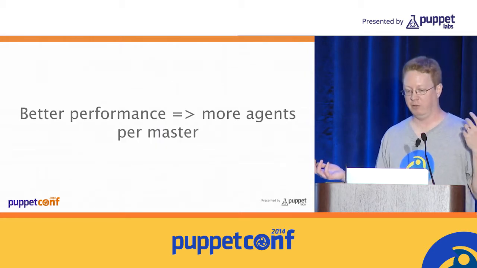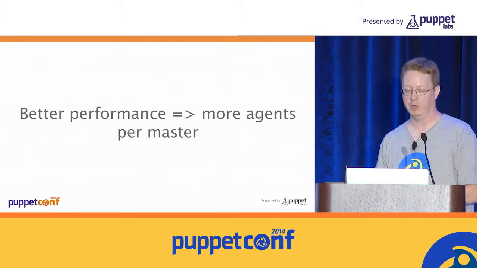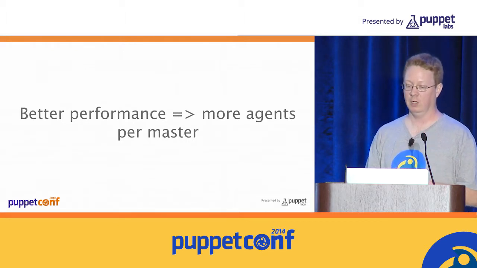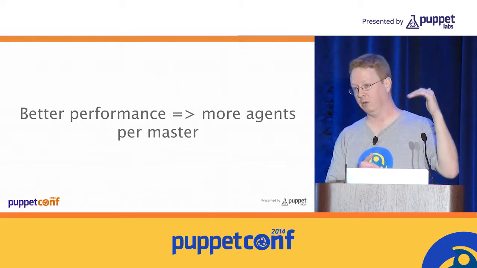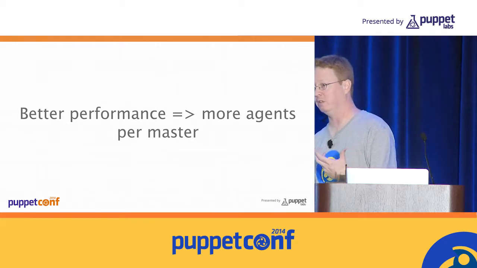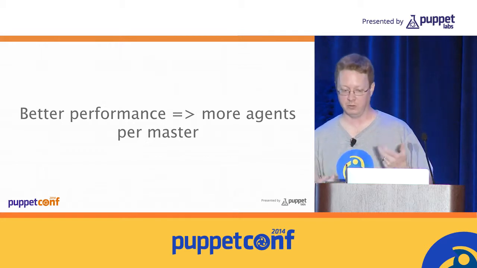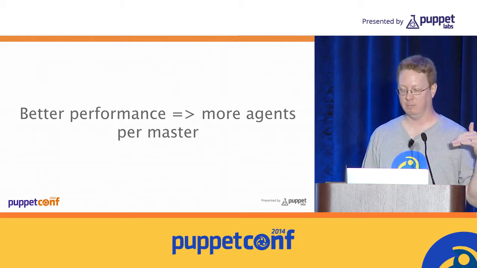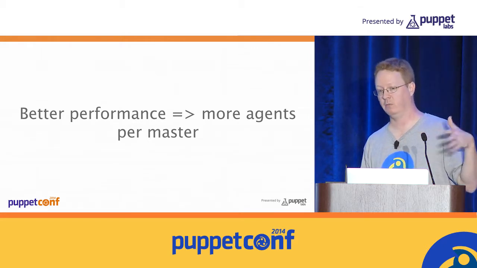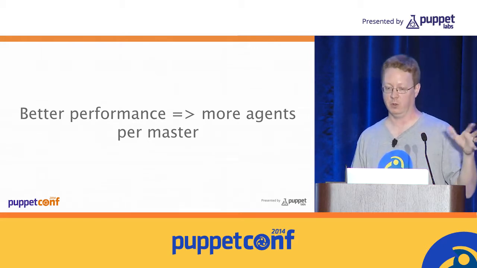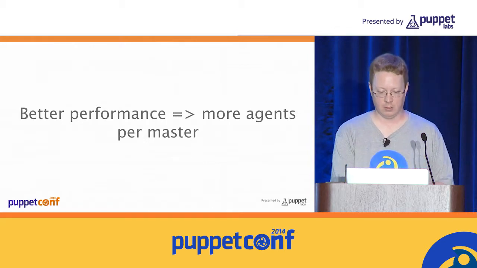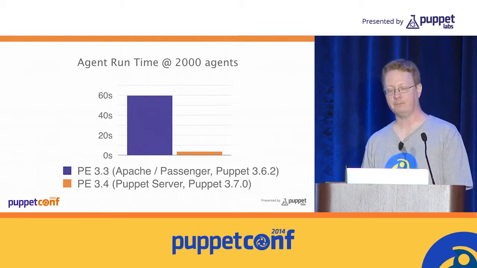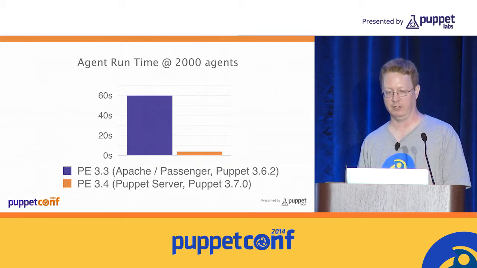So a side effect of improving the performance on the master is that you'll be able to handle more agents for any individual Puppet master. As the request response times get lower, that means the master has more CPU cycles available to handle more requests, so you can add more agents to its load. So to illustrate that, as I mentioned before, all those previous numbers that I was showing were when we were using a load of about 1,000 agents. So we doubled that up to about 2,000 agents, and you can see there's a really drastic difference here.